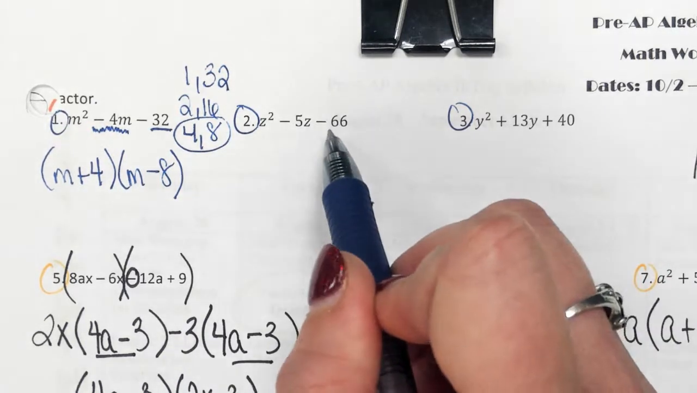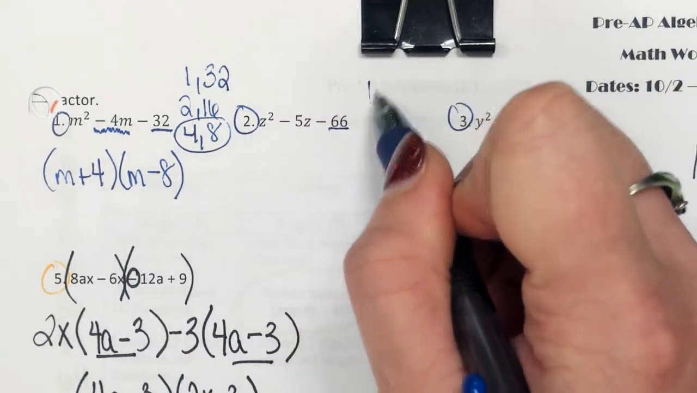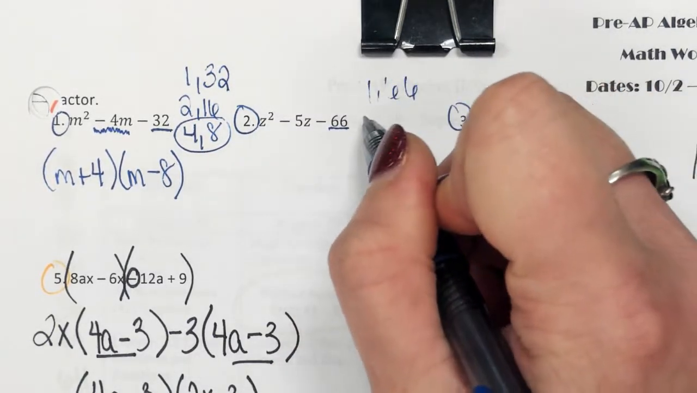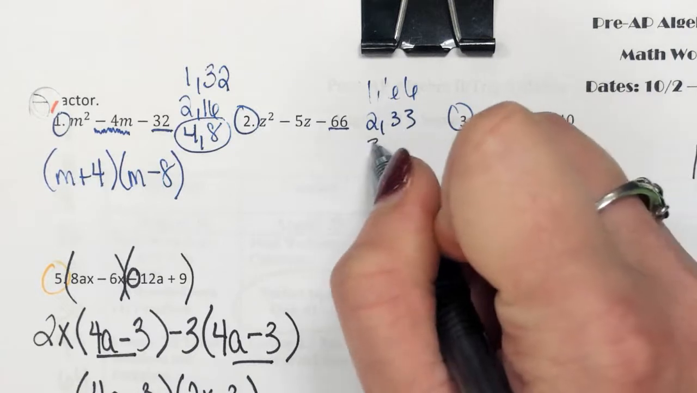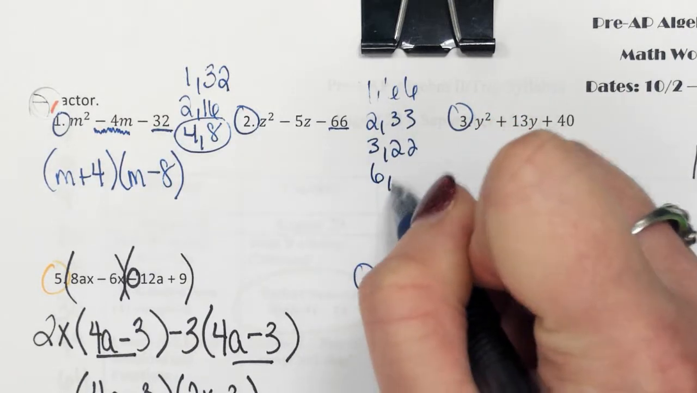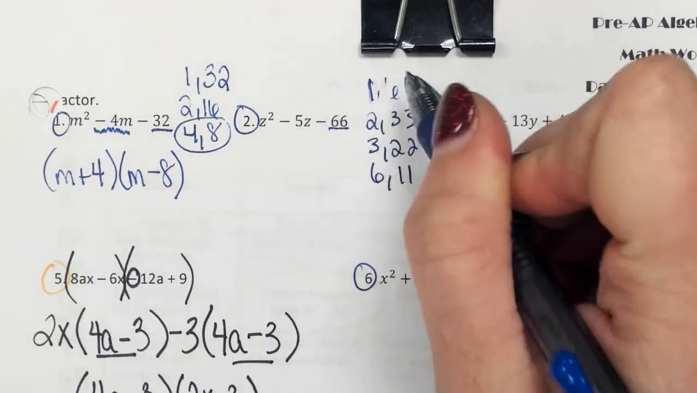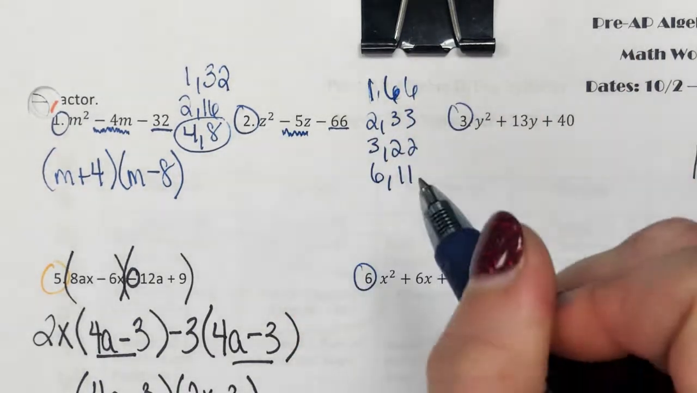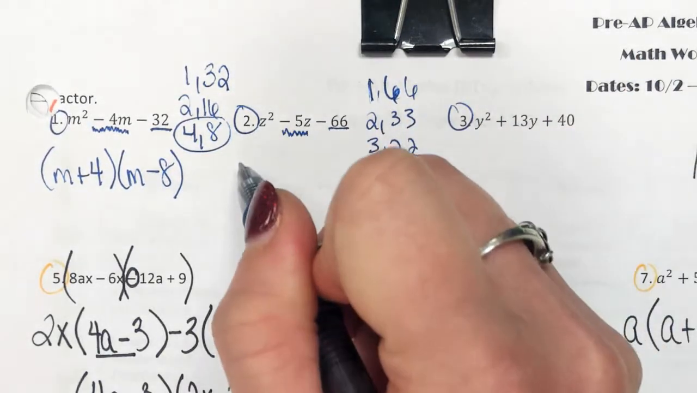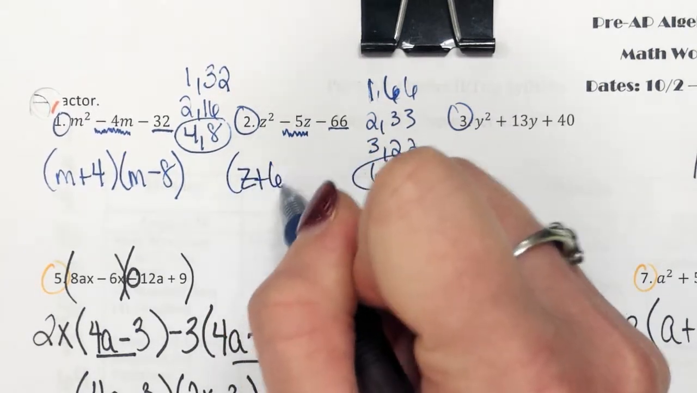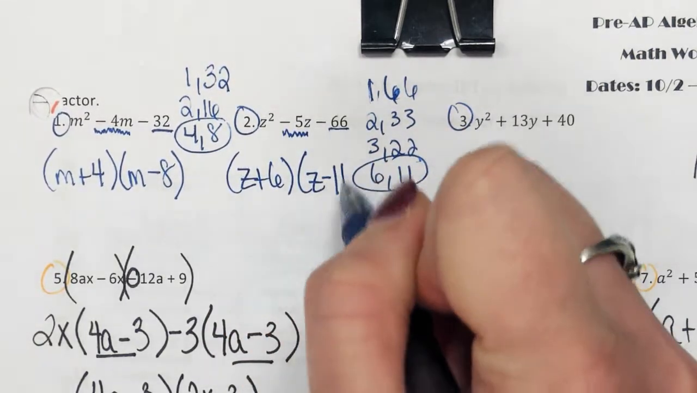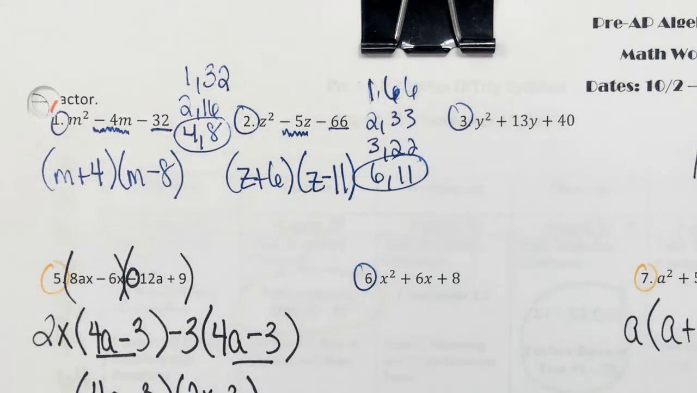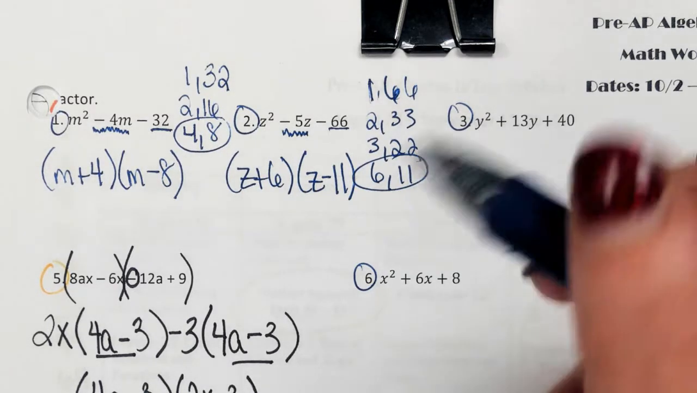All right, what about 66? What are the factors of 66? 1 and 66. Yeah? 2 and 33. Uh-huh. 3 and 22. 6 and 11. And that's it, right? Yes. Okay, so which one is the magic one that adds or subtracts to be negative 5? 6 minus 11. Very good. z plus 6, z minus 11. Or minus 11 first and plus 6 first. It doesn't matter.